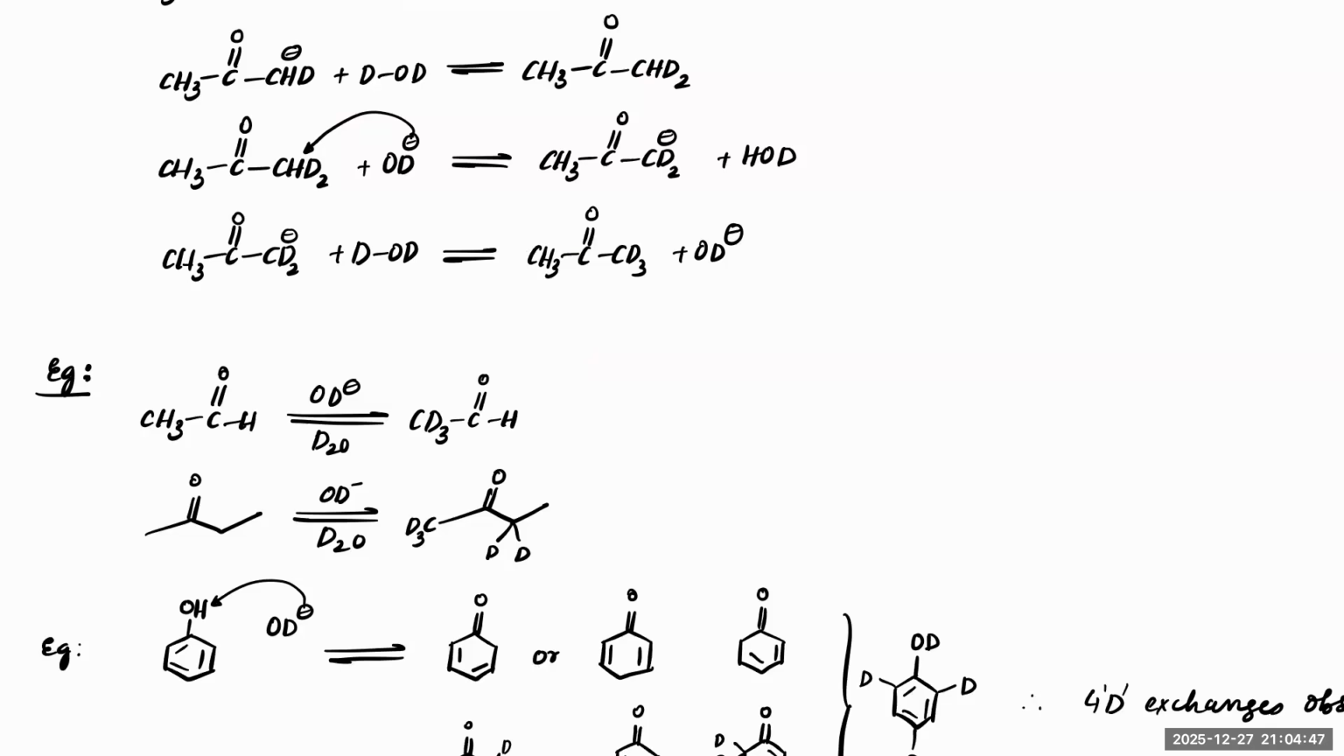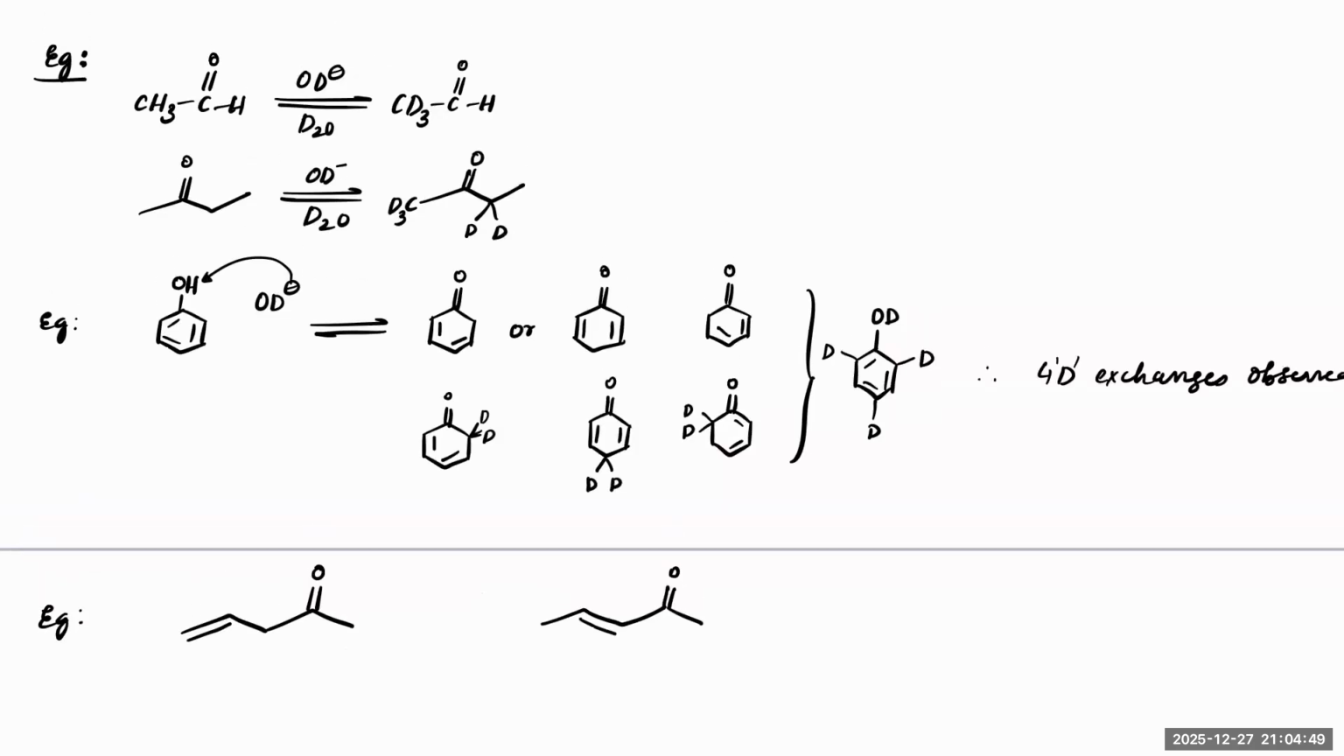Okay. So now this is one standard JEE question which will be asked: how many deuteriums are exchanged in a particular molecule. For example, if the question is given acetaldehyde, the answer is 3 because alpha hydrogens are 3 of them. Next, if you have this butanone, you can see 3 here and 2 here, total 5. 5 deuterium exchanges are observed.